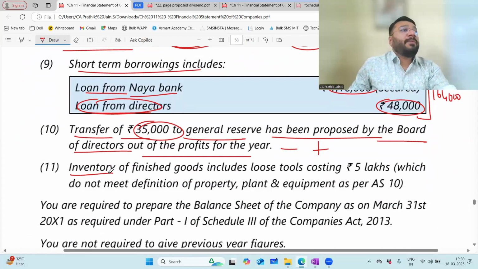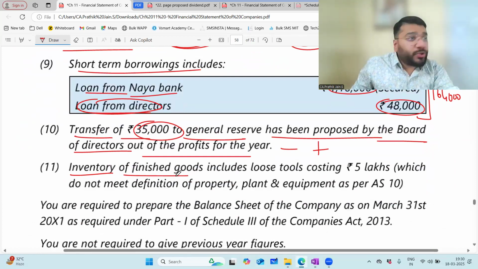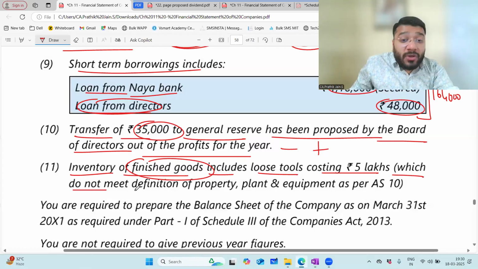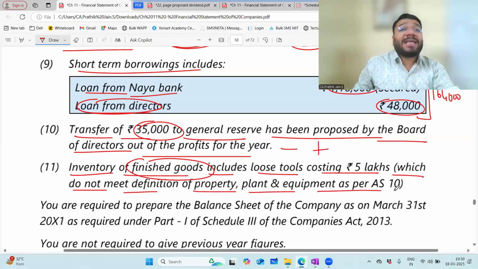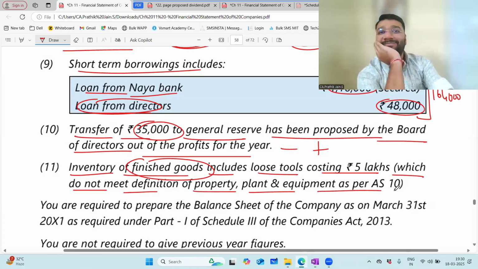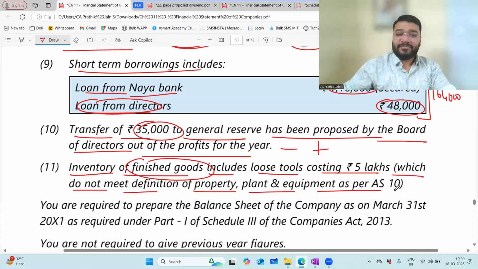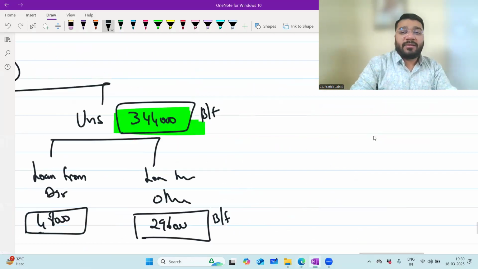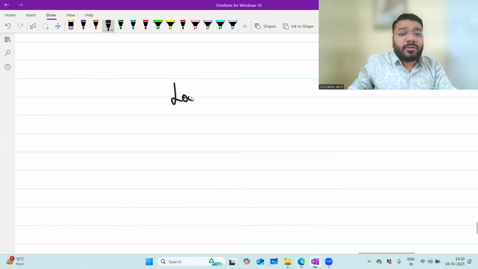Inventory. Now this is a tricky point. Listen to me very carefully. Inventory of finished goods. Finished goods includes loose tools costing 5 lakh, which does not meet the definition of property, plant, equipment as per AS 10. You just have to give the specification. They're talking about loose tools.